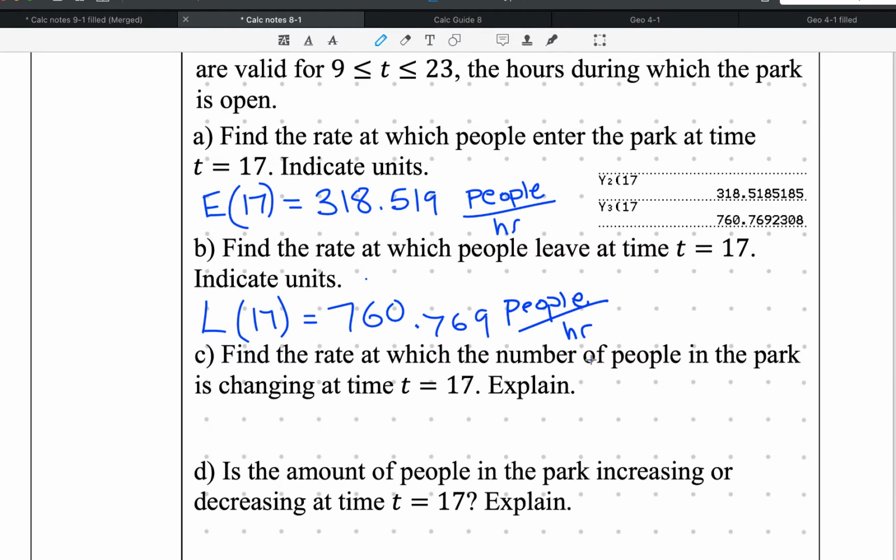All right, finally, some harder questions. Part C. Find the rate at which the number of people in the park is changing at that same time. And you do need to explain. You have to kind of show your work.